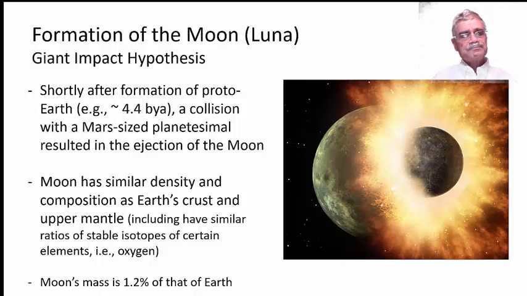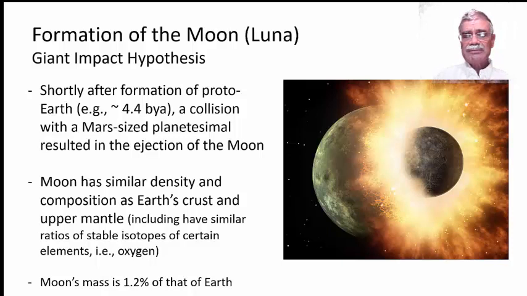there was a collision. And as a result of this collision, most of the mass of this Mars-sized planetesimal was absorbed into planet Earth, but a chunk of it also was ejected or bounced off and formed the moon. And in doing so, a lot of what we now recognize as the moon used to be part of the crust and the outer mantle of planet Earth.